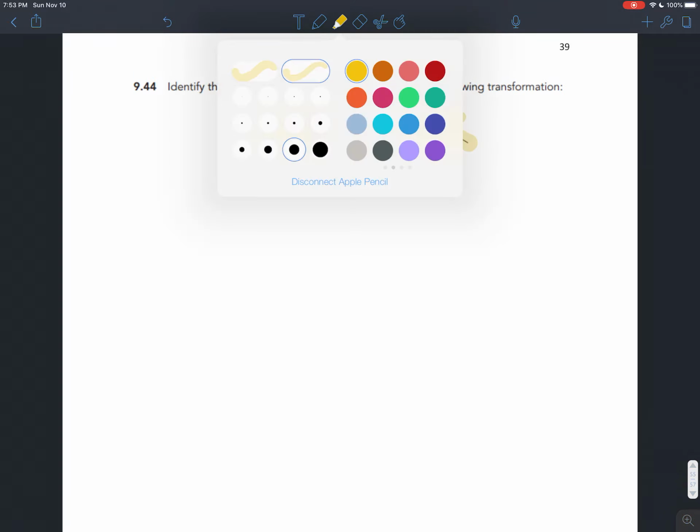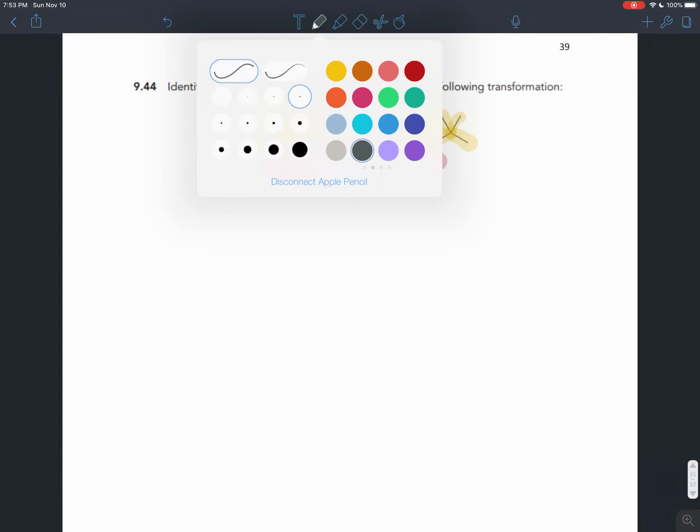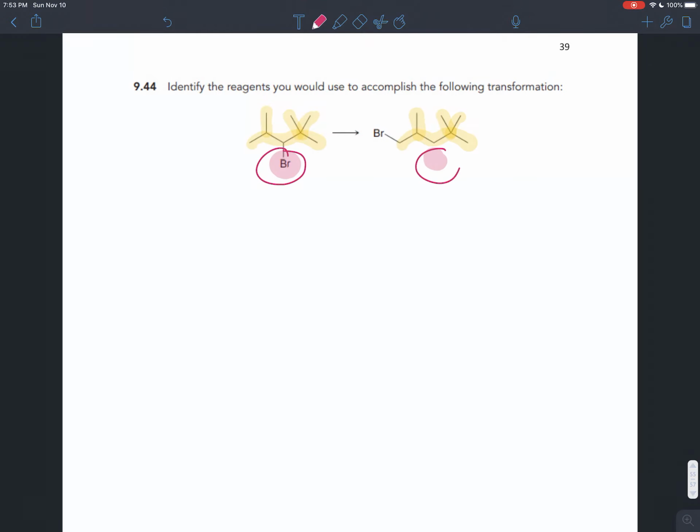What's different? We have a bromine on the third carbon in the starting material, and we don't have that in the product. Well, if you start with something and you eliminate it from the molecule, then you're going to do an elimination reaction. So that gives us a clue of at least somewhere to start. We're going to do elimination.